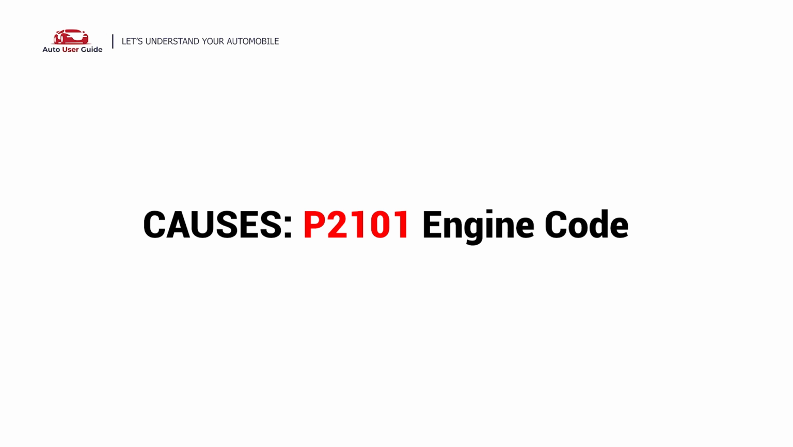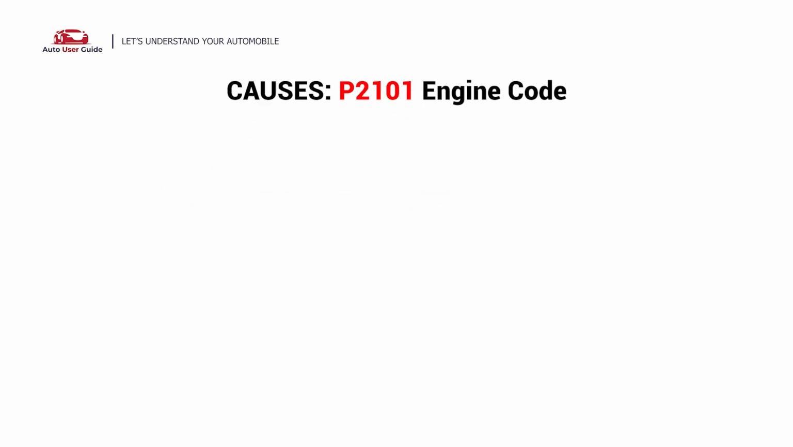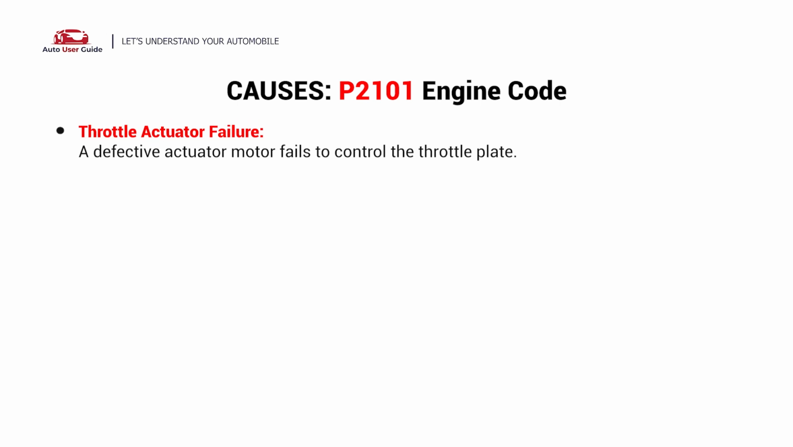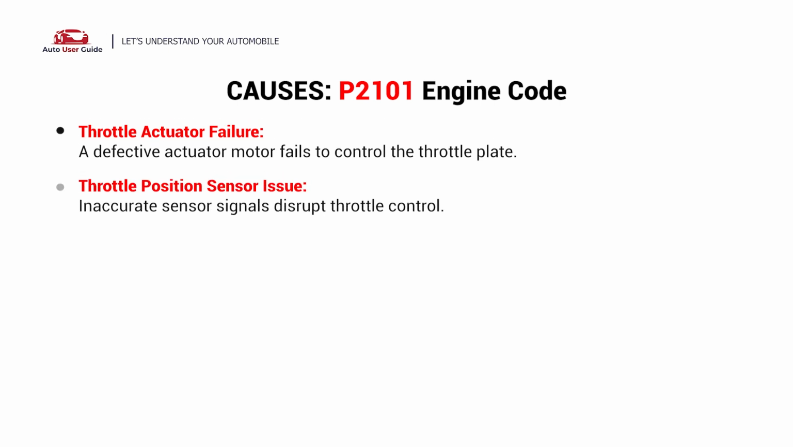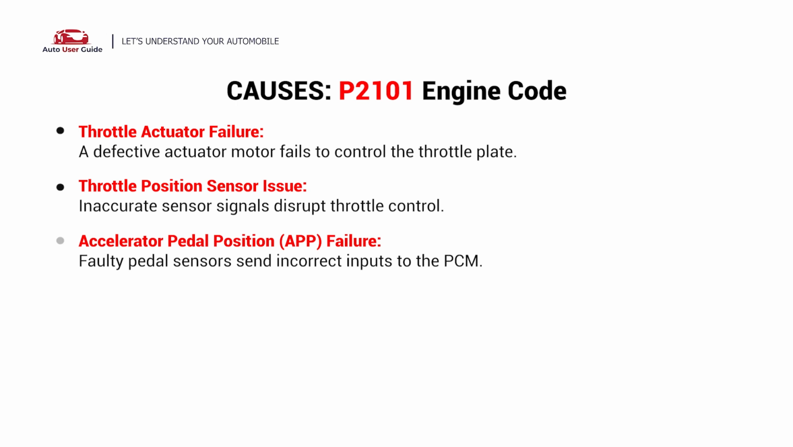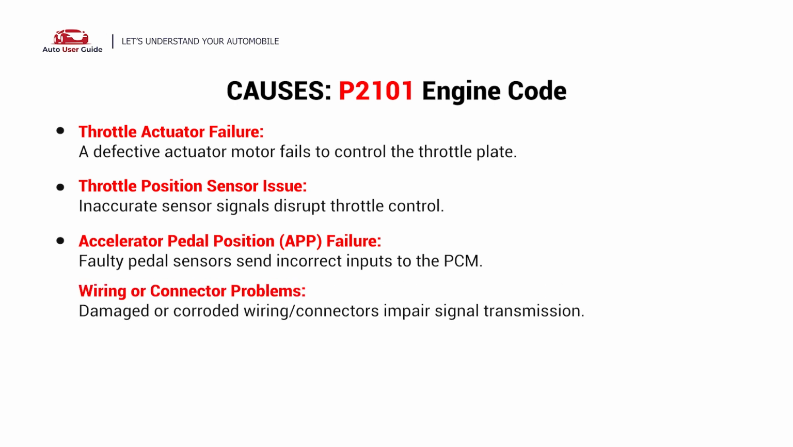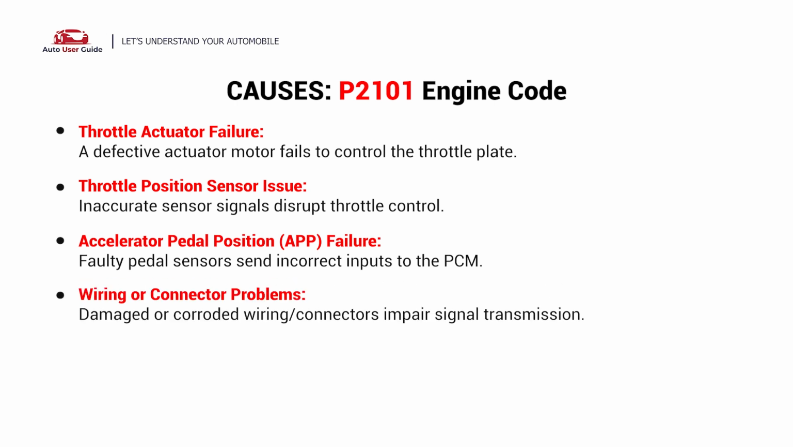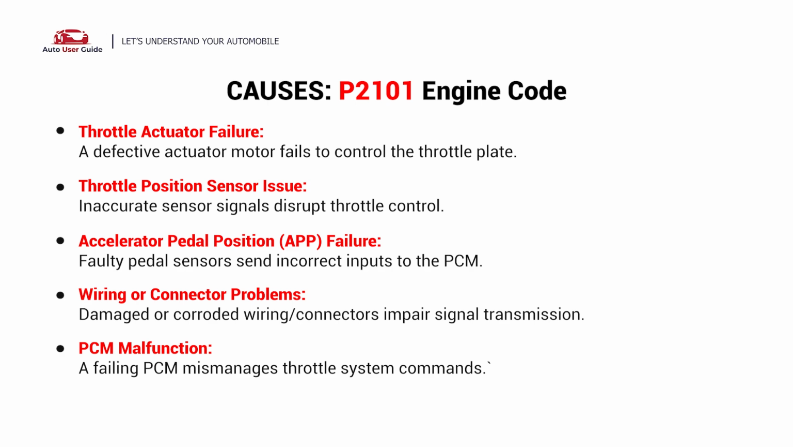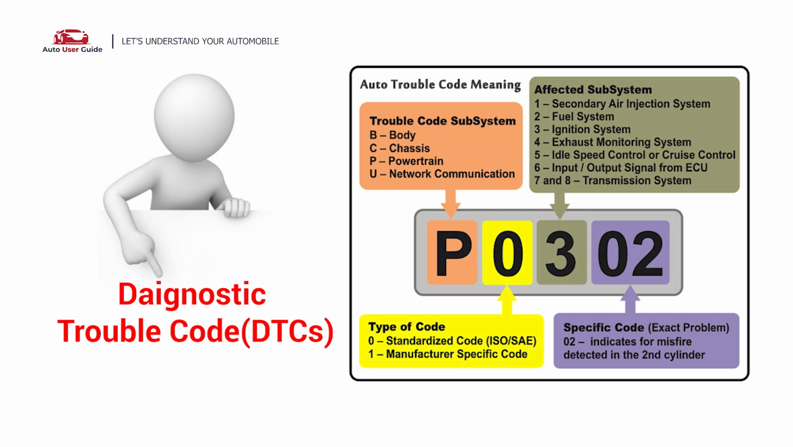This error can be caused by these possible faults in your vehicle: throttle actuator failure, throttle position sensor issue, accelerator pedal position failure, wiring or connector problems, PCM malfunction. Each DTC code corresponds to a specific issue in your vehicle.